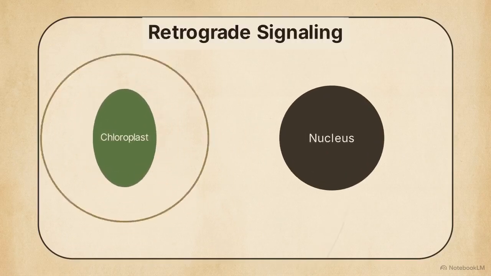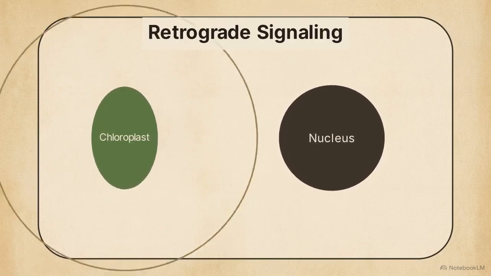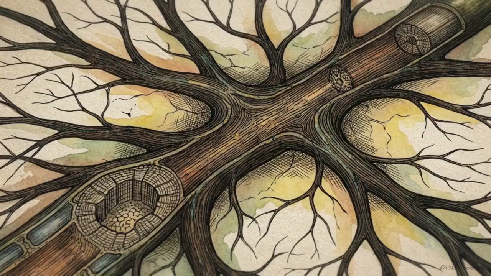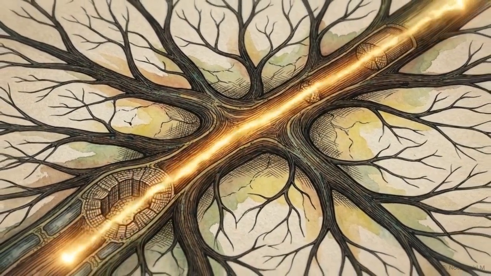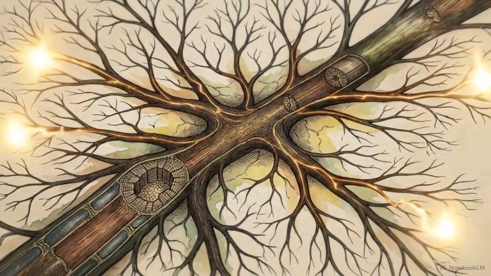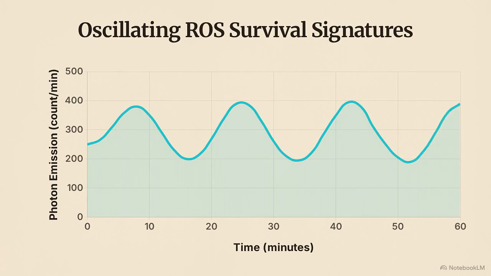Retrograde signaling is a pathway where organelles, like chloroplasts, send signals back to the cell nucleus to trigger systemic survival mechanisms. These signals travel through the plant via auto-propagating ROS waves, moving between cells to alert distant tissues of the stress. The oscillating signatures captured by the CCD sensor are the visual manifestation of these ROS waves pulsing through the plant as it maintains its internal state.